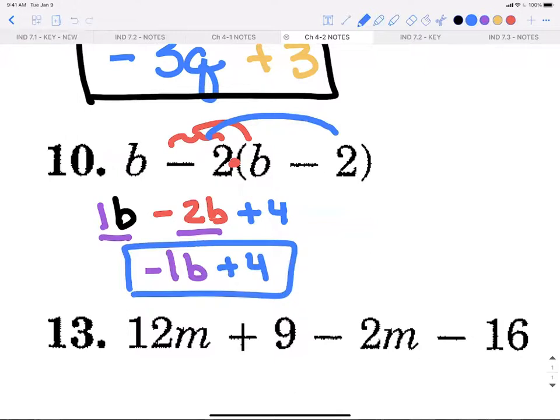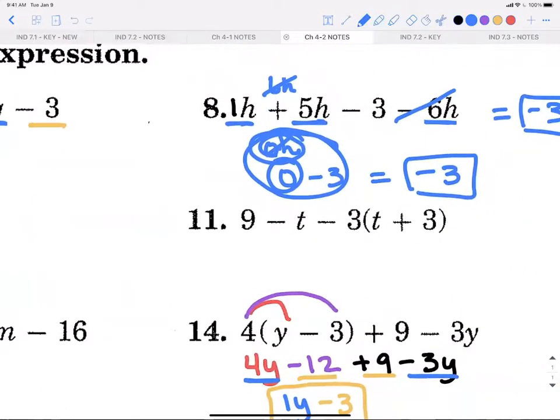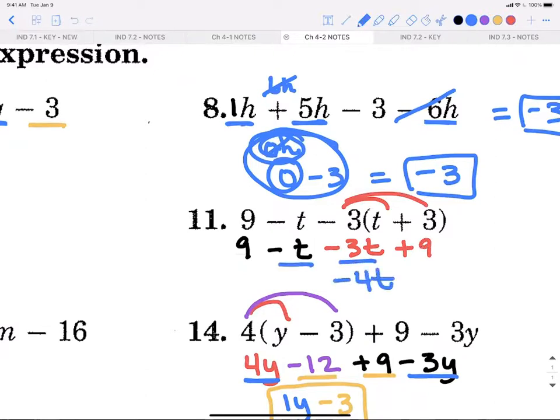So distribute whatever's touching the parentheses, then combine like terms. Okay, and if you have something that you don't use in the distribution stage, just drop it down. Like here, I'm not going to work it, but I would drop down my 9. I would drop down my -t, and then I would distribute my -3. So that would be -3t, -3 times +3 is +9. And now when I combine -t and -3t, I have -4t, and I have +9 and +9 for +18.